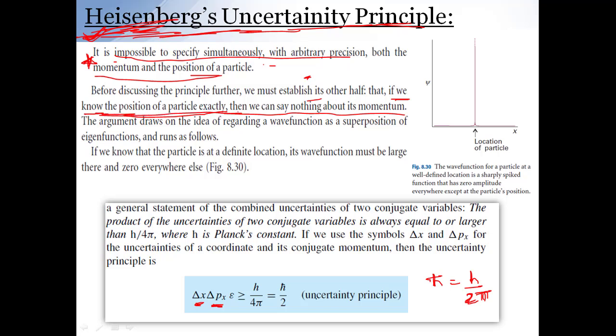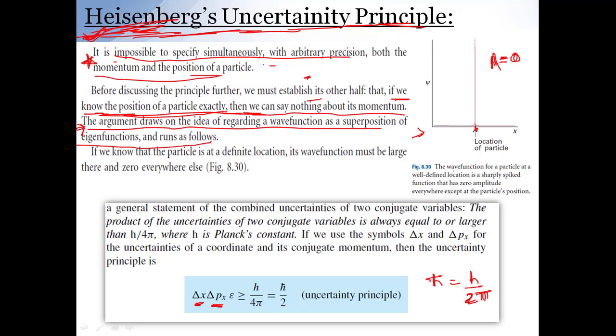If any attempt has been made to determine the other, the first observable that has been determined becomes less accurate. The argument draws on the idea of regarding a wave function as a superposition of eigenfunctions, and runs as follows. Now this can be illustrated by the graph that you are seeing here. See, psi over the position. This is a peak that you are seeing over here, which has zero amplitude. The amplitude is 0 in this peak.